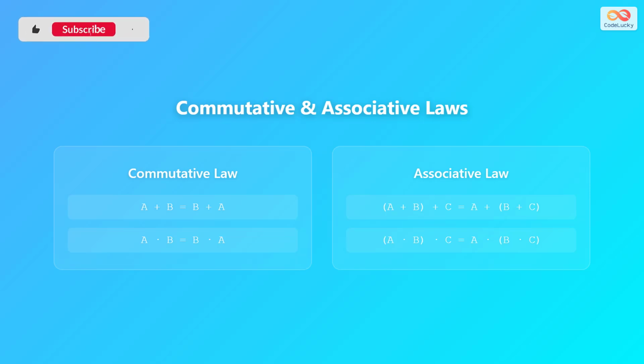Now let's examine the commutative and associative laws, which are crucial for rearranging and grouping terms in Boolean expressions. The commutative law allows us to change the order of variables without affecting the result. It states that a plus b is equal to b plus a, and a multiplied by b is equal to b multiplied by a. The associative law, on the other hand, allows us to group variables differently. It states that a plus b, all added to c, is equal to a plus b plus c, and a multiplied by b, all multiplied by c, is equal to a multiplied by b multiplied by c.